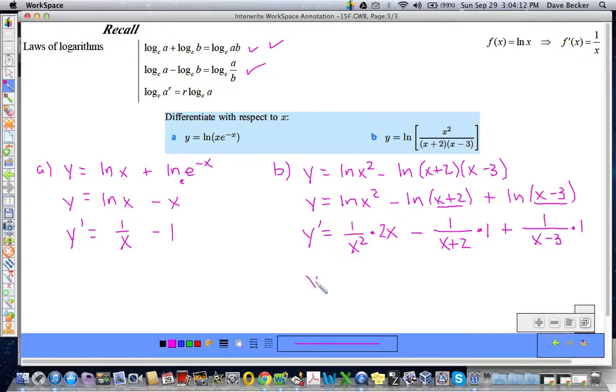And we clean that up. Now, I don't expect you to write the times 1. I just did it because I knew I was going to have to clean up here. This is going to be 2 over x minus 1 over x plus 2 plus 1 over x minus 3. And the good news is there is absolutely no reason to make this one term, because we find the derivative to find the slope of the tangent to the curve at a particular value of x, and it's much easier to substitute a number for x and simplify to find that slope than to make this one rational expression with one term.